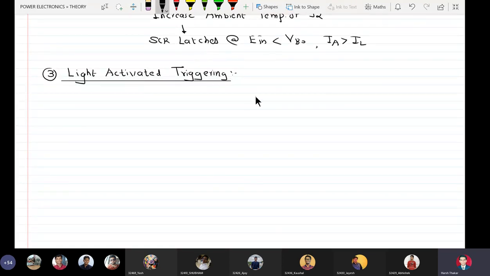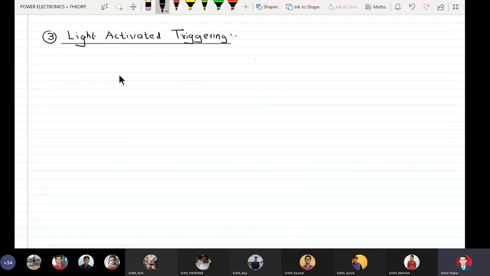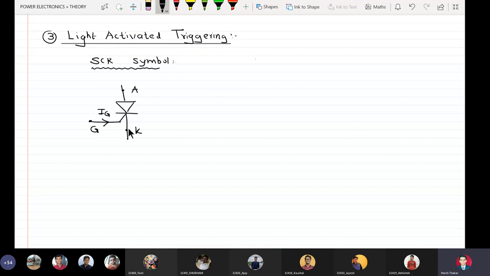So if you remember, what is the symbol for an SCR? The symbol for an SCR is like this. Anode, cathode, and we have gate here. We always show this Ig, indicating that gate pulse must be applied in order to latch the SCR.